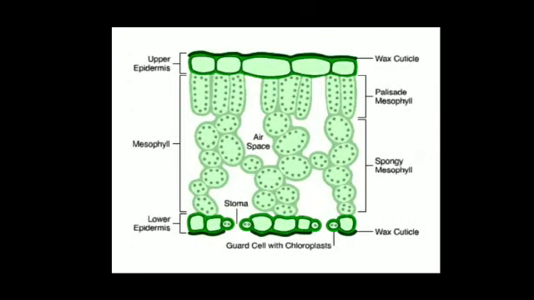In this diagram you can see the outer covering is known as upper epidermis. The lower covering is known as the lower epidermis. And in between upper epidermis and lower epidermis, you can see mesophyll. Mesophyll cells contain two layers. First one is the palisade layer and the second one is the spongy layer. Inside the palisade layer and the spongy layer, chlorophyll is present in the chloroplast.